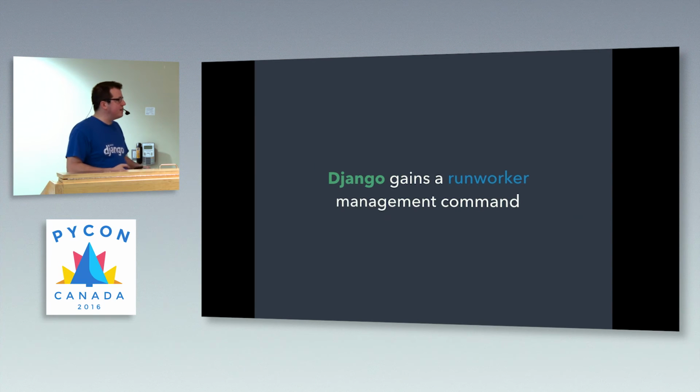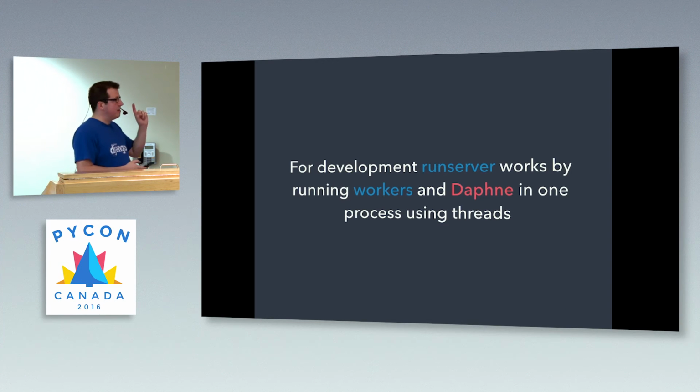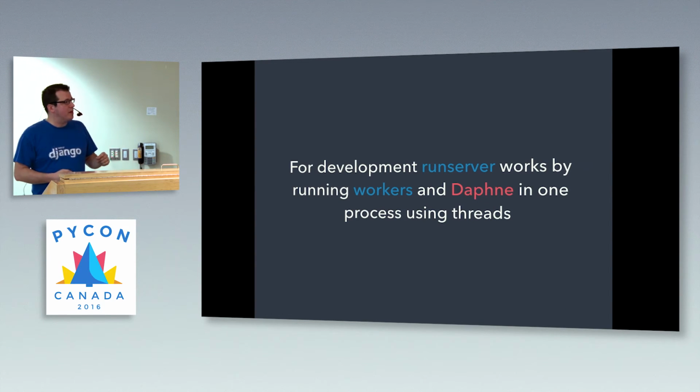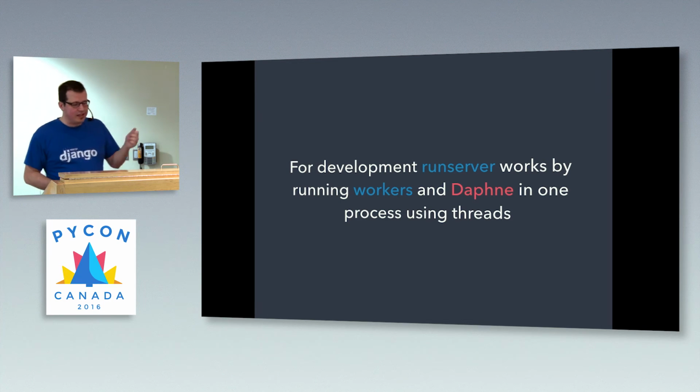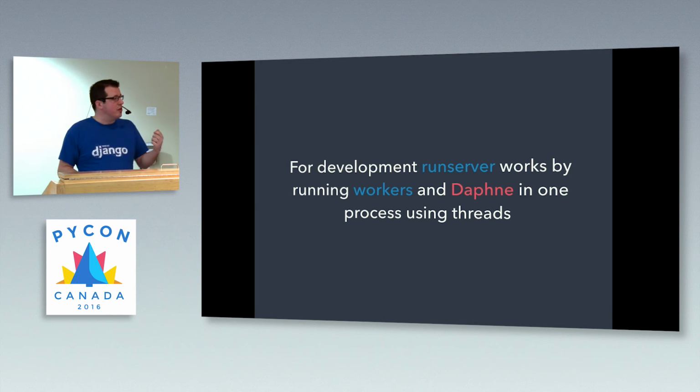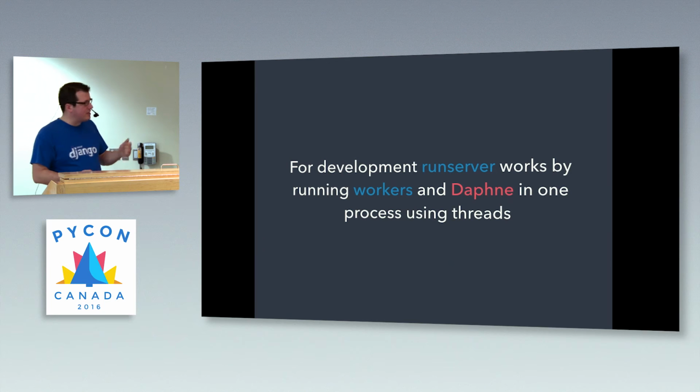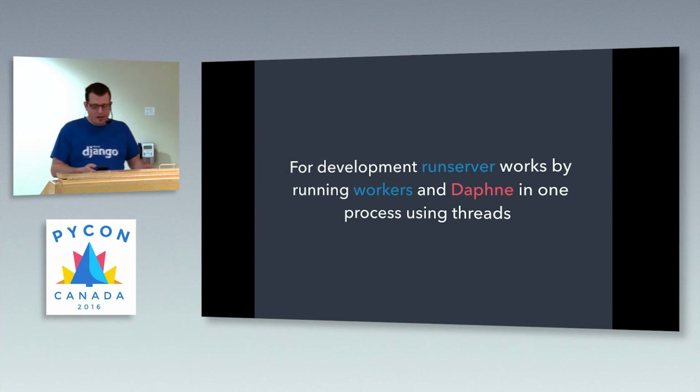Then Django gains a new management command called runworker. This is how you run a worker that's there to consume messages from the queue. But you can still run the management command runserver, and it works just as it has for the last 10 years. They get away with this by running Daphne and a bunch of workers in threads in one process. So that's kind of handy, that you can develop the same way that you've had before, and everything just kind of works.